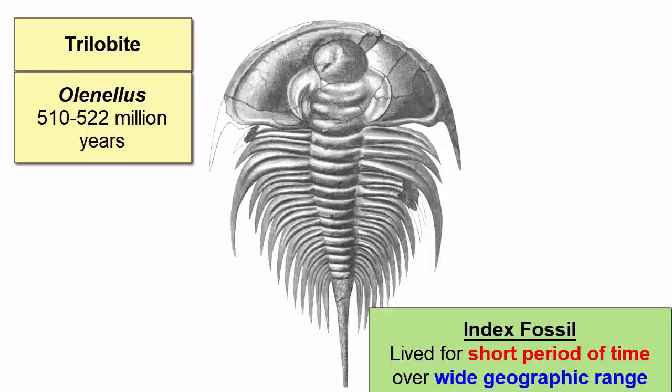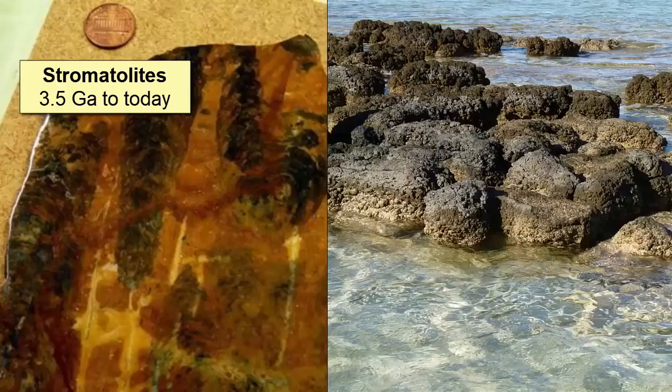The genus Olenellus is a great example of an index fossil, as these marine organisms lived across the world's oceans between 510 and 522 million years ago. Stromatolites, on the other hand, are marine organisms that have existed on planet Earth for the last 3.5 billion years. What do we know if we find a fossil stromatolite in a rock? That its age is between today and 3.5 billion years ago. Not so useful in terms of relative dating.